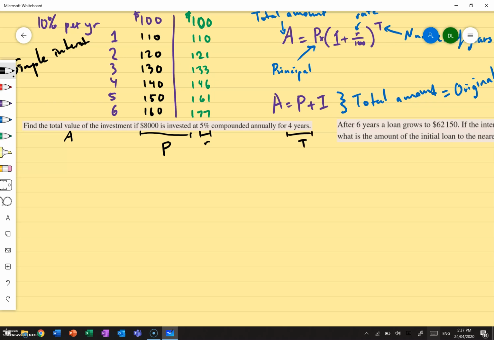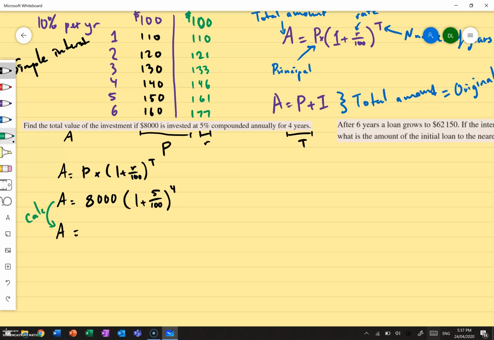So I go ahead and say, well, my investment total, or A, is equal to, now using the formula, the one up here, P times 1 plus R over 100 to the power of T. Now every time I see P, I'm going to put 8,000. Every time I see R, I write 5. And every time I see T, I write 4. I'm just substituting the numbers. So A is equal to 8,000 times 1 plus 5 divided by 100 to the power of 4. I put that in the calculator, so that's a calculator step.